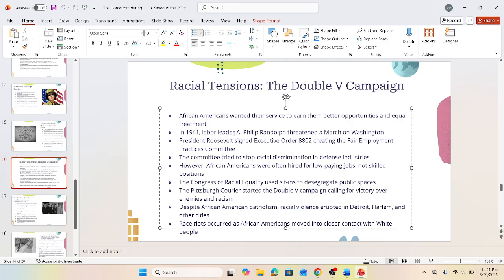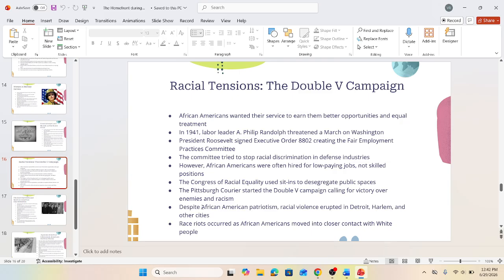In 1941, a labor leader threatened to march on Washington. President Roosevelt signed an executive order creating the Fair Employment Practices Committee, which tried to stop racial discrimination in defense industries. However, African Americans were often hired for the lowest paying non-skilled positions. So we see this kind of battle between much of society not wanting to end racial discrimination and the government trying to bring a stop to it, especially during wartime effort.